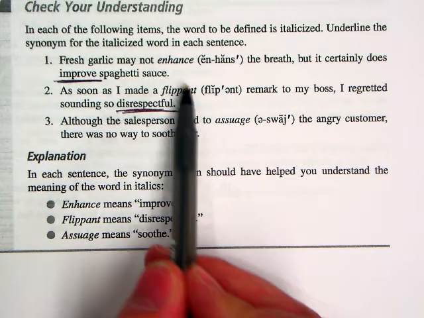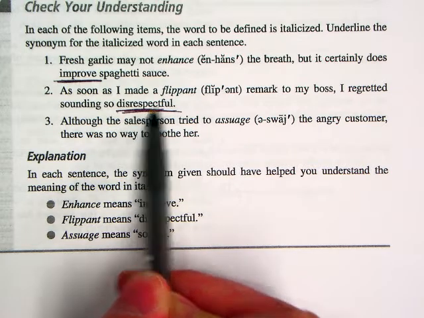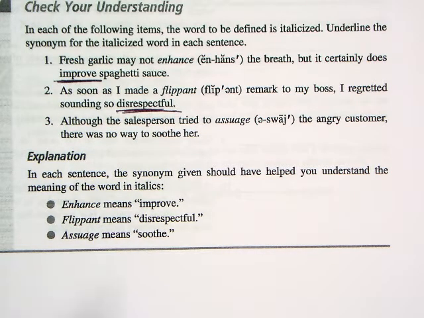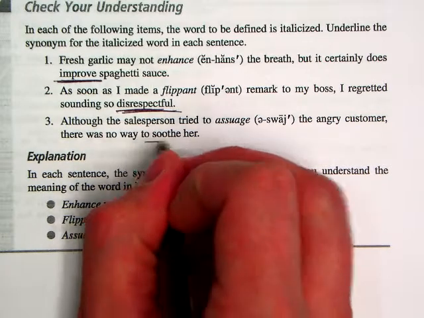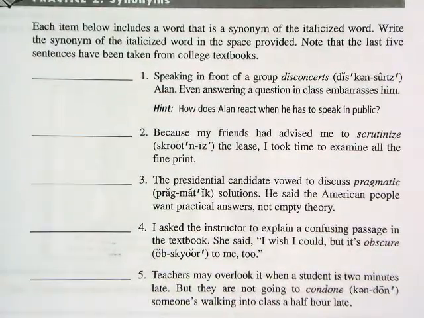Number 2, flippant is italicized. Disrespectful is the synonym. It helps you understand what flippant means. Although the salesperson tried to assuage the angry customer, there was no way to soothe her. Soothe is the synonym. They gave you the answers down here, but you still had to underline them. On the next page, you had to identify synonyms within the sentence. Many of you just chose any word you liked that meant the same thing.